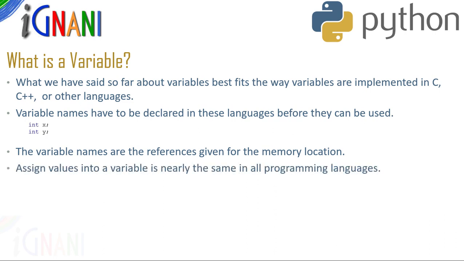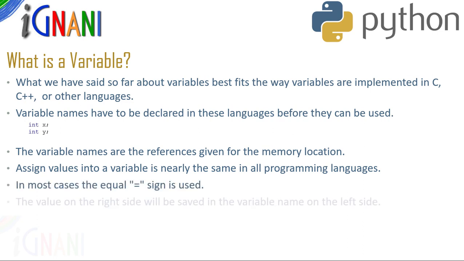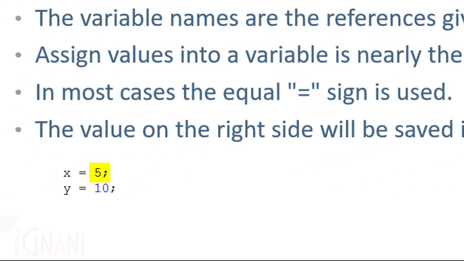Assigning a value to a variable is nearly the same in all programming languages. In most cases, the equal sign is used. The value on the right side will be saved into the variable name on the left hand side. Now you see this line of code. The value which is on the right hand side, which is the 5, is stored into the variable which is on the left hand side, that is x. As per this line, I am storing or assigning 5 into the variable x.